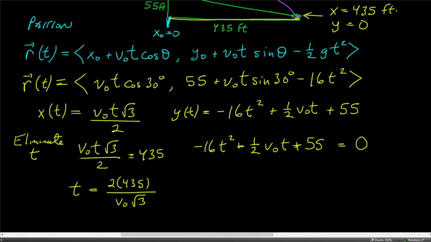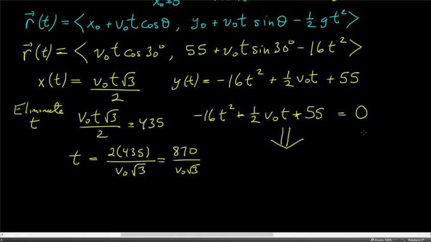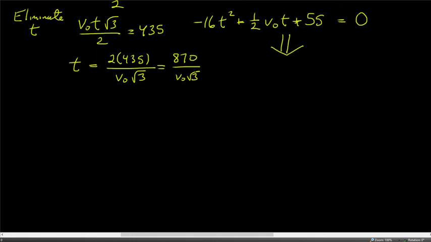And by my calculation, I hope this is right, it's 870 divided by v0 square root of 3. So if that's t, we can substitute for t, 870 over v0 square root of 3, into the second equation here. Right. So when that happens, this equation becomes, in fact, I'll write it way over here.